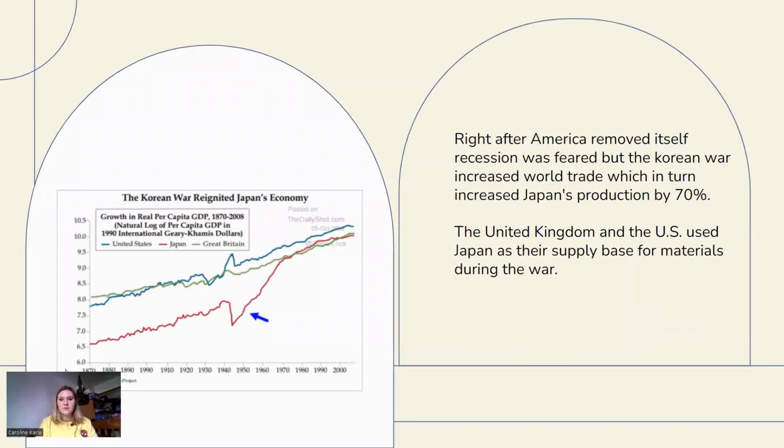Right after America removed itself from Japan in preparation for the Korean War, recession was feared in Japan, but the Korean War actually increased world trade, which in turn increased Japan's production by 70%. The United Kingdom and the US also used Japan as a supply base for materials during the Korean War. And here we can see this very low trough being the end of World War II, and roughly around here is the Korean War, where we see a giant spike in GDP.